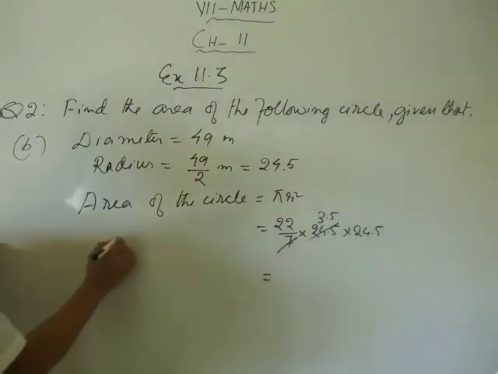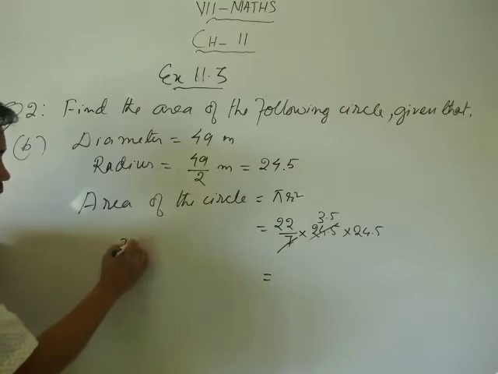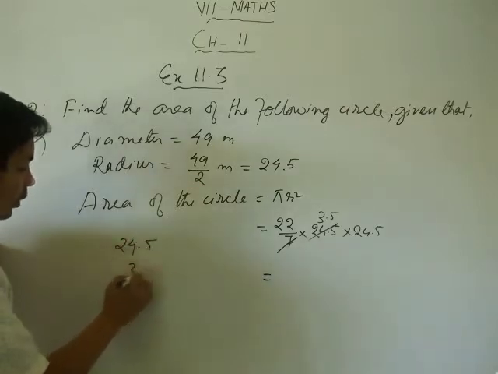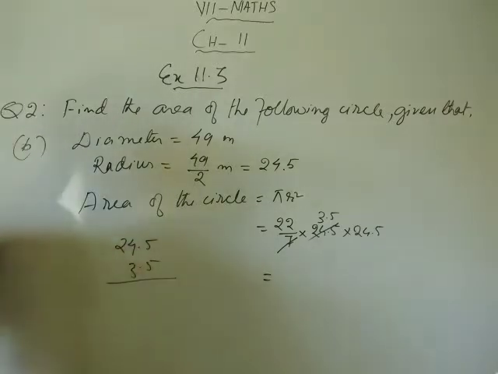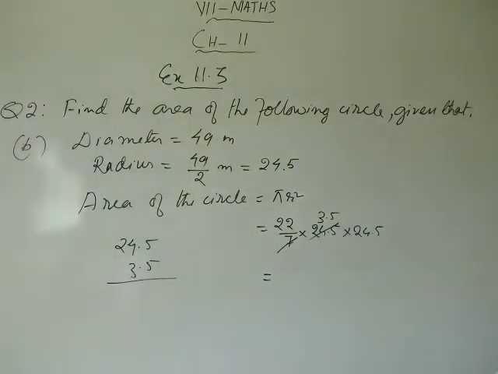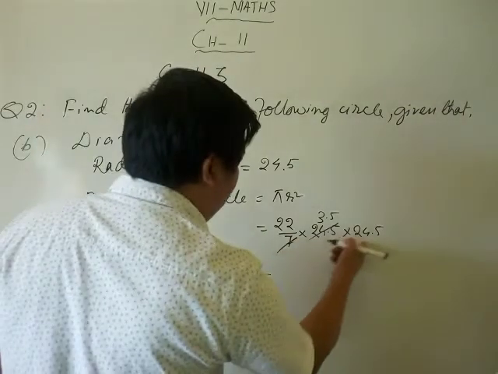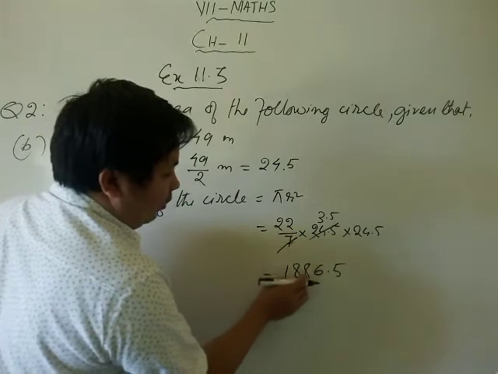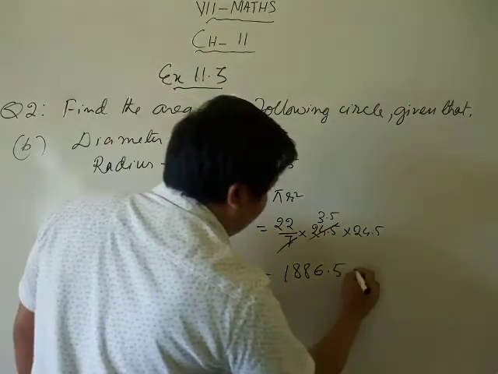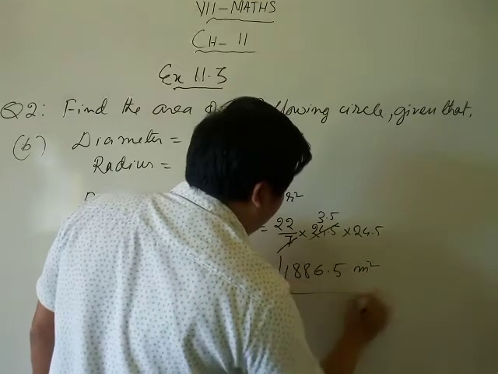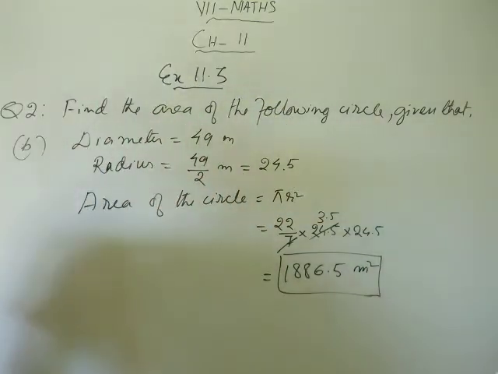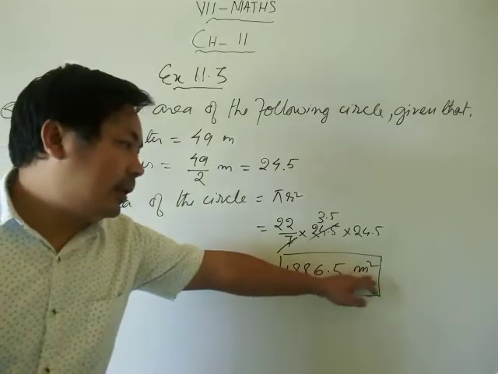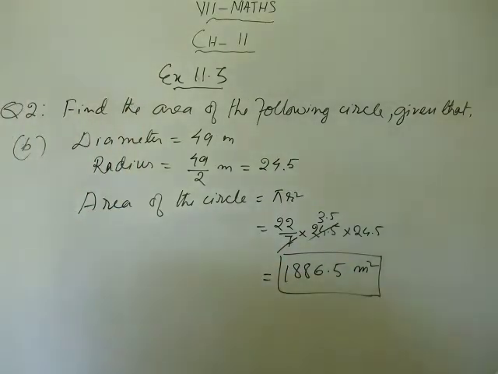24.5 and 3.5. We multiply this first. By multiplying all this, we are getting 1886.5 meter square. So area must always be in square unit. Okay, unit square, meter square. So this is the area of the circle with the following diameters.